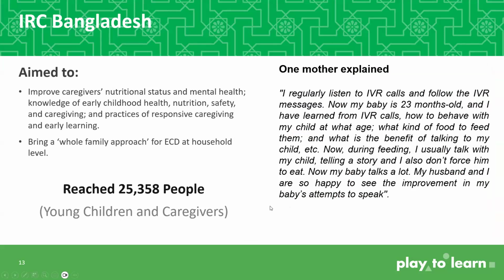The project aimed to improve caregivers' nutritional status and mental health, knowledge of early childhood health, nutrition, safety, and caregiving, and the practice of responsive caregiving and early learning. This model also focused on bringing a whole family approach for ECD at the household level, not only targeting mothers and children, but particularly targeting husbands, fathers-in-law, mothers-in-law, and other caregivers who form an ecosystem for achieving the overall goal and target.